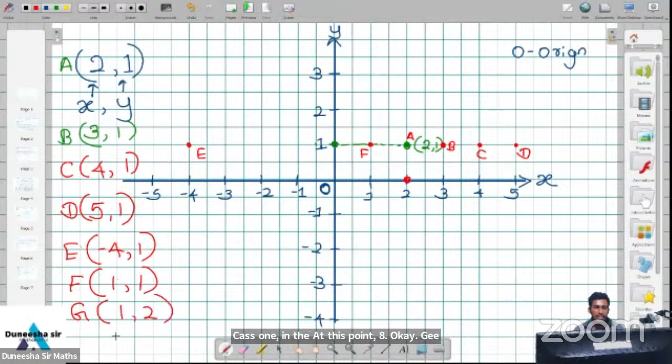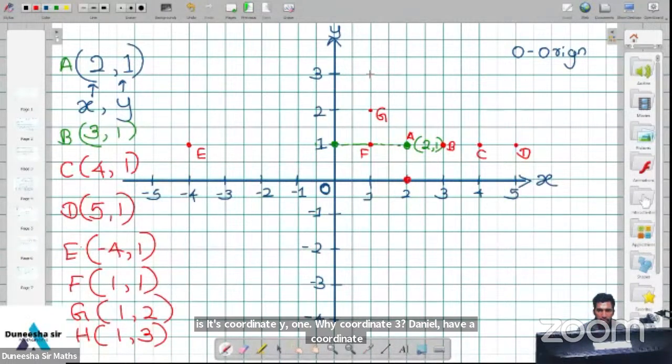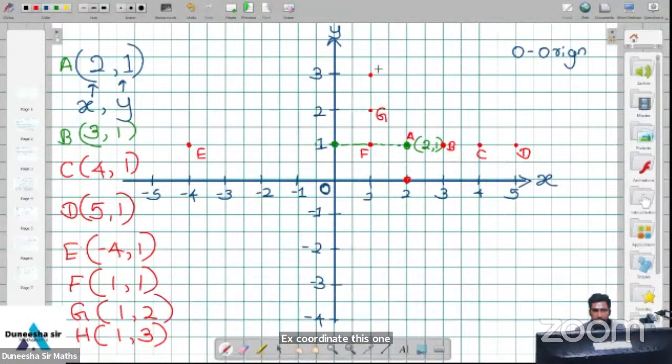Then G (1,2). X coordinate is how much? Now G. X coordinate is 1. Y coordinate is 2. Yes. Okay. G is X coordinate 1, Y coordinate 2. Okay. H is X coordinate 1, Y coordinate 3. Can you get where is our coordinate? Where is X coordinate is 1, Y coordinate is 3.